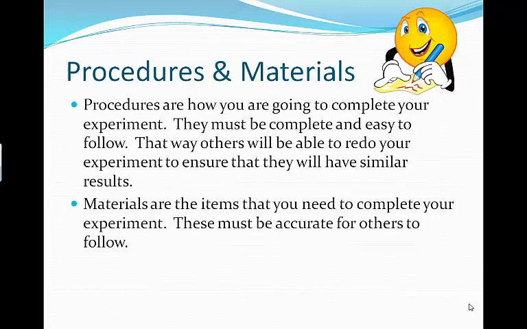Procedures and materials. Those are very important, guys, to make sure we have what we need for our experiments. Procedure is how it's done. It's the step-by-step breakdown for how you're going to do that project or how you're going to do the experiment. And materials are the things that you need to have to complete that experiment. And you want to write both of those so that if someone else decided to redo your experiment later on, they would have the needed information to do so.